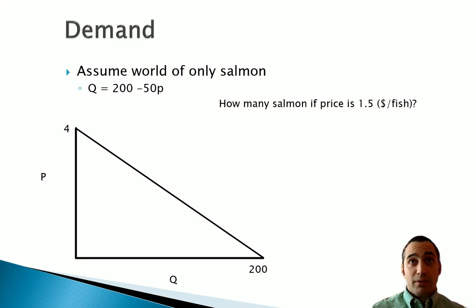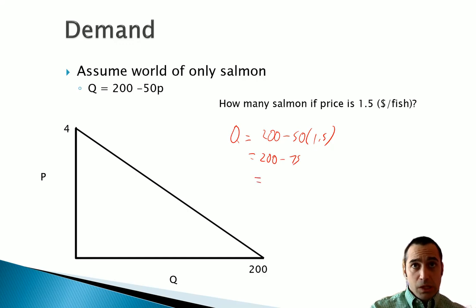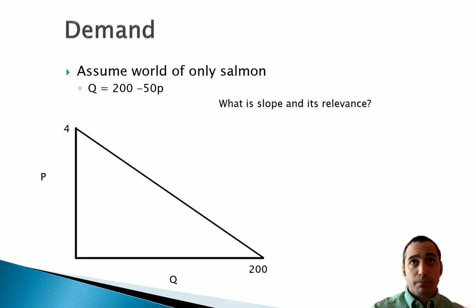Another question we might ask is, how many salmon would somebody demand if the price is 1.5? Solve it out. If this were me, I would go Q equals 200 minus 50 times 1.5 equals 200 minus 75 equals 125.